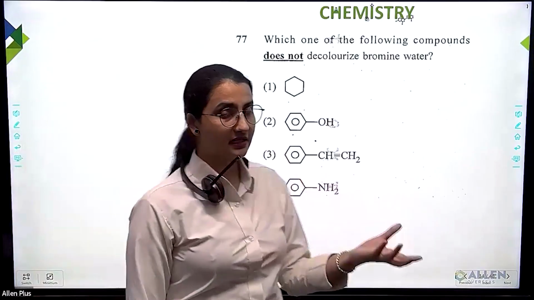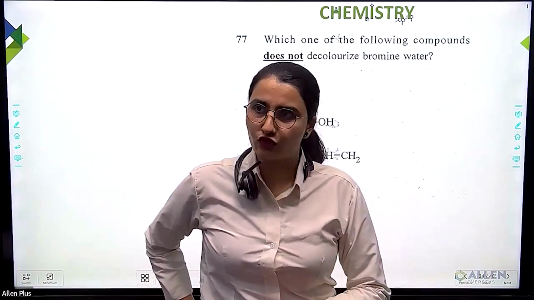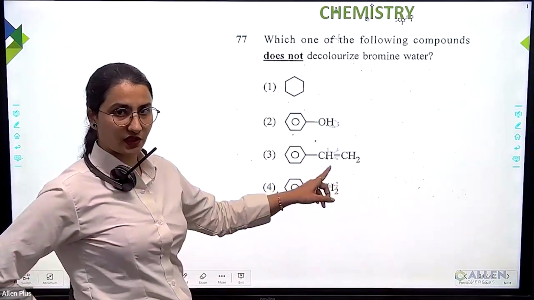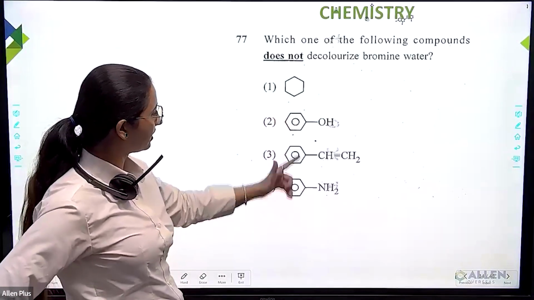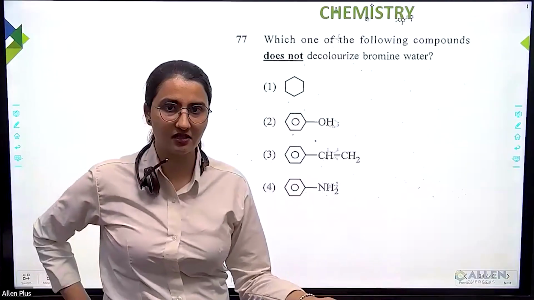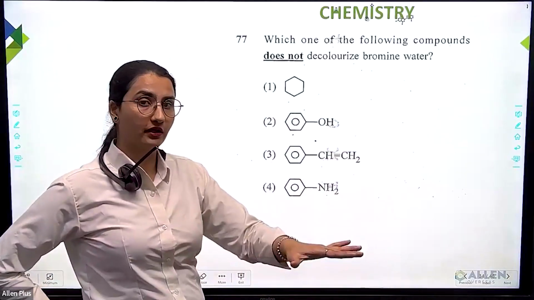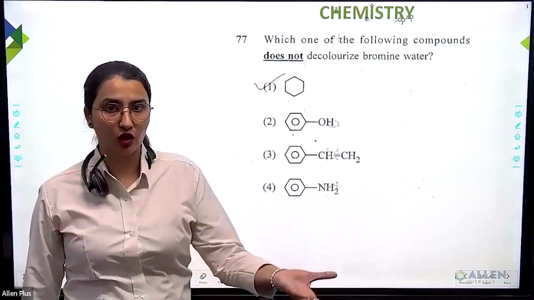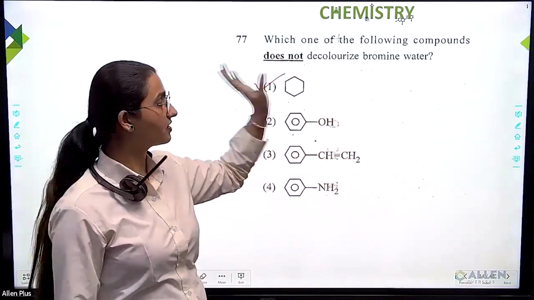Next, which does not decolorize bromine water? You know, bromine water is a test for unsaturation. There should be pi bonds. 3 gives. Generally, a benzene ring does not give. But here, options 2 and 4 both are almost the same, right? The only compound where there is no pi bond is 1. So I'm going with option 1, which has no pi bond, right? So option 1.